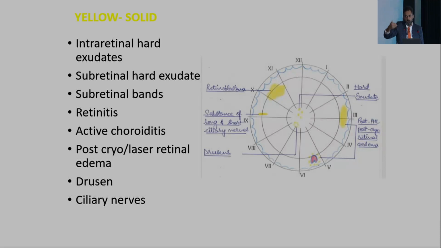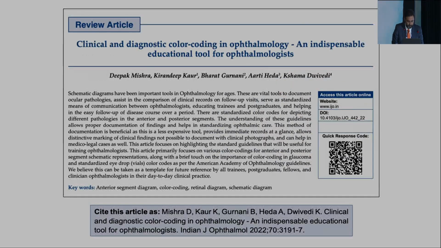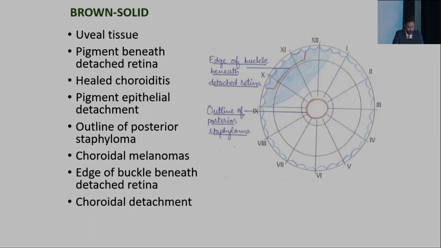So yellow, the color is the same. The depiction of retinitis and choroiditis is actually different. And there was a brown there. I think we actually glossed over brown, which is the second last slide. So anything in the uvea.